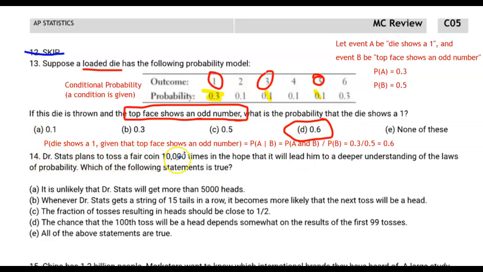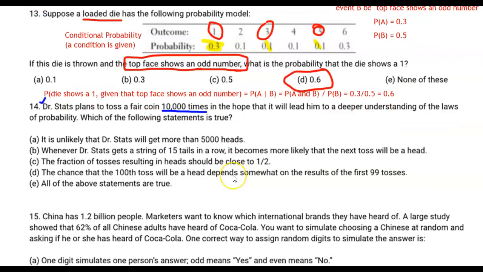Dr. Stats plans to toss a fair coin 10,000 times because Dr. Stats is a cool dude that has lots of time on his hands, on the hope that it would lead him to deeper understanding of the laws of probability. Which of the following statements is true? Remember, there are a lot of things we know about probability: chance processes don't have memories, and probability is not a promise.